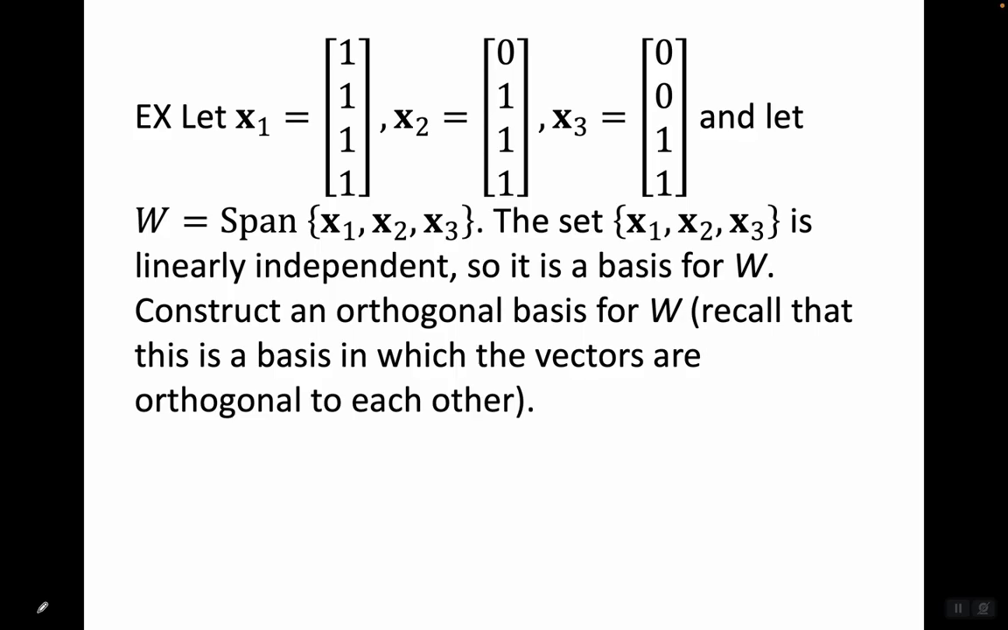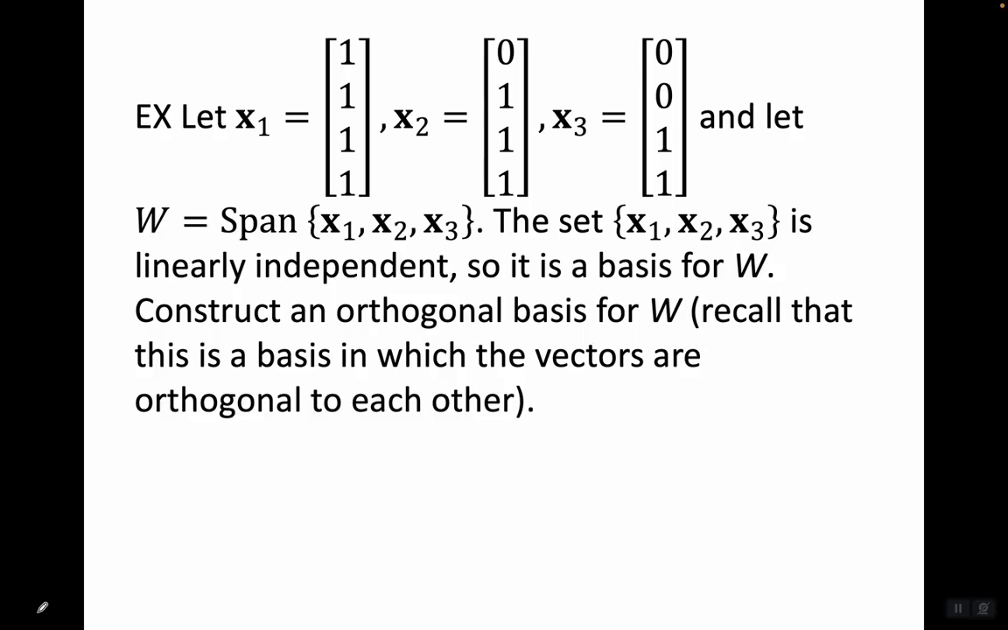For example, let x1 be 1, 1, 1, 1, x2 equals 0, 1, 1, 1, x3 equals 0, 0, 1, 1, and let W equal the span of x1, x2, x3. The set x1, x2, x3 is linearly independent, so it's a basis for W. Construct an orthogonal basis for W.